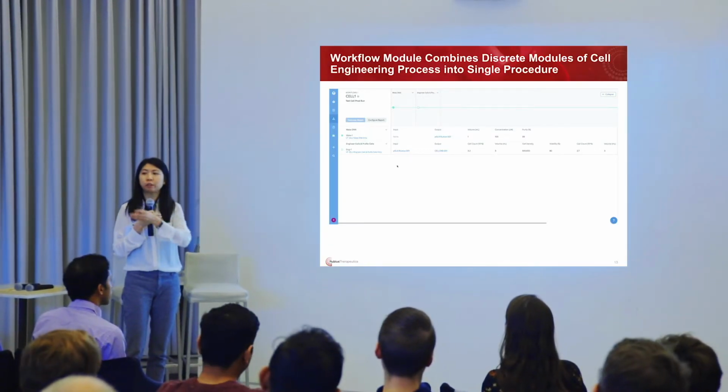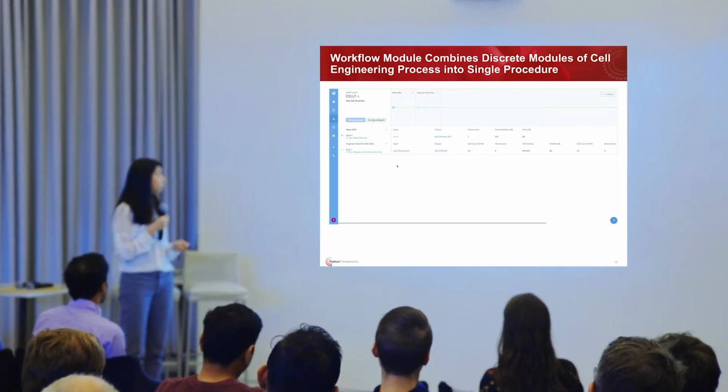And then finally, the workflow module is really good for us to build together when we have very discrete parts of our cell engineering system. So we are producing DNA, we're making virus, and then we're engineering the cells. And within the workflow module, we can keep track of that progress the entire time.